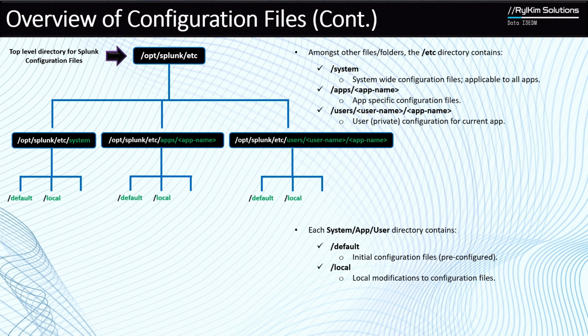So if maybe there was a file within the default folder that you had to update, you have to copy that. If the local folder never even existed, you have to create it, copy that file into the local folder and update it there. And there is a reason for this. You don't have to update the files in the default folder directly, because if you update those, the next time that there is an upgrade or an update in Splunk or whatever, those files are going to be overwritten.